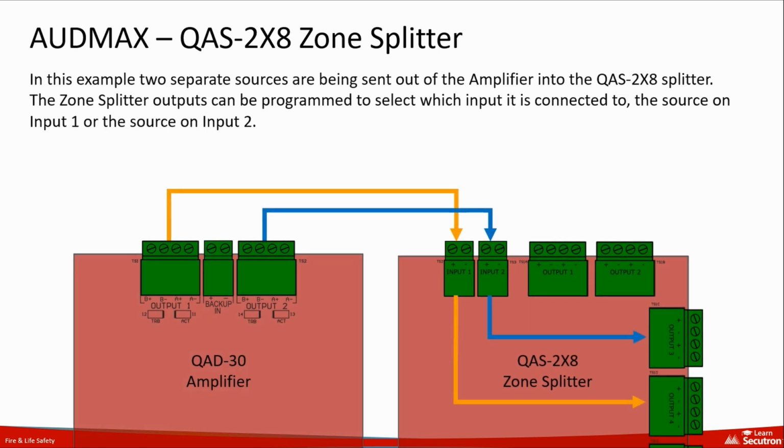This slide demonstrates the versatility of the QAS2X8 zone splitter. In this example, 2 separate audio sources are connected to the splitter, allowing zones to be programmed to play different messages simultaneously. Each output can switch between input 1 and input 2, offering dynamic and customizable audio distribution. This application is ideal for complex installations that require multiple messages to be broadcast to distinct areas.